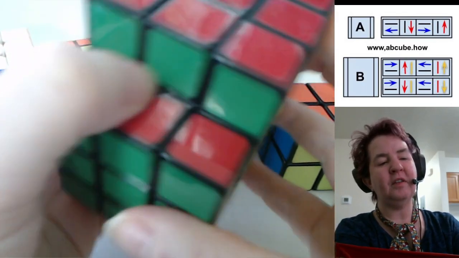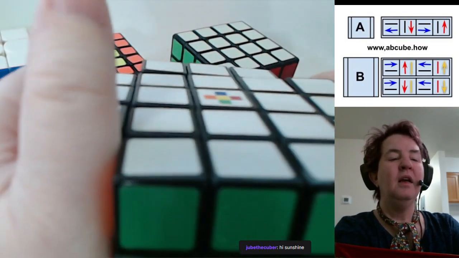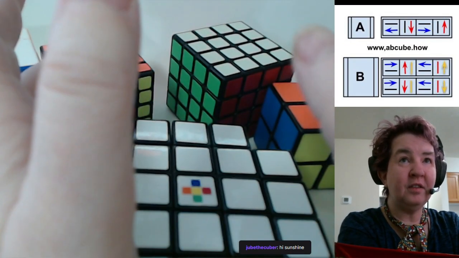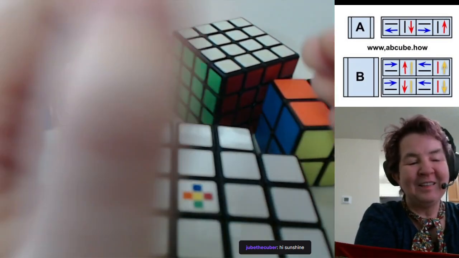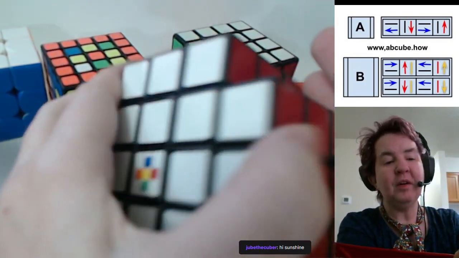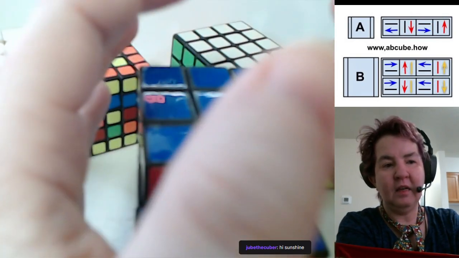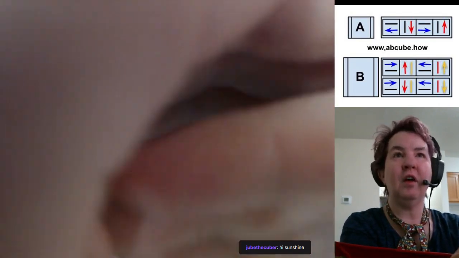Actually, I use the yellow because I like to have my sides paired up to the icon in the middle. So yes, the ABCube method works on some shapeshifters. Hi! Hey, Jube, how you doing? So the AB method doesn't have to be a cube shape, but it has to have the internal workings of the cube. It has to have rows and columns.